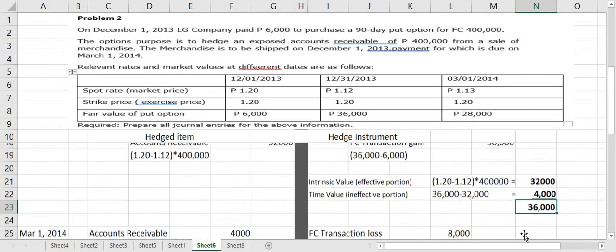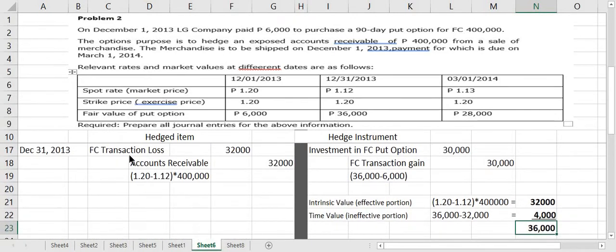Ayan. For our hedge item, from 1.20, naging 1.12. So, this is not good kasi yung ating exposed dito is yung ating asset, accounts receivable. So, effectively, nag-decrease yung ating receivable by 32,000. Kaya meron tayong foreign currency transaction loss for 32,000.